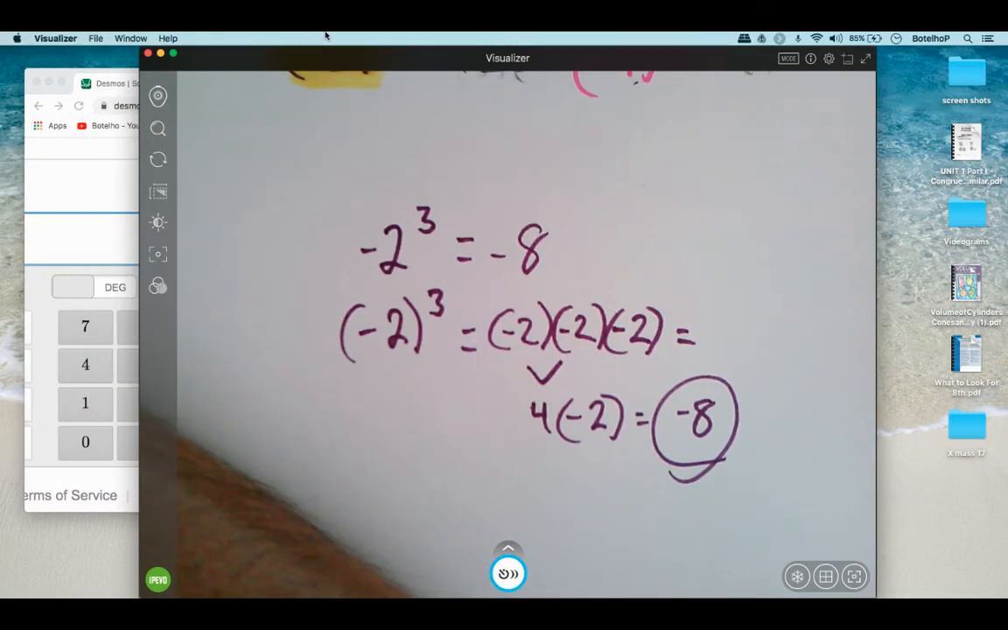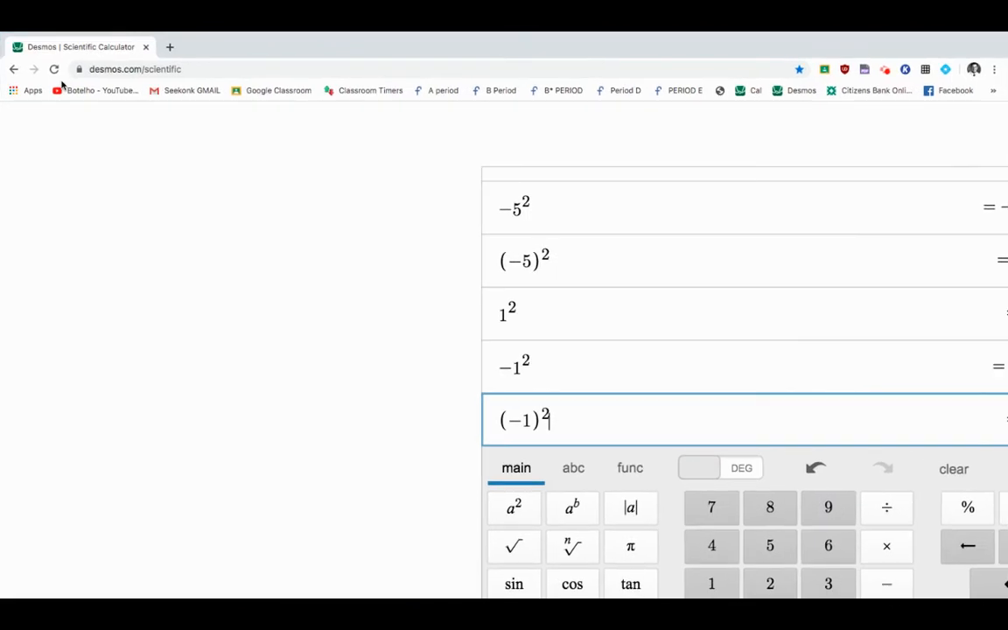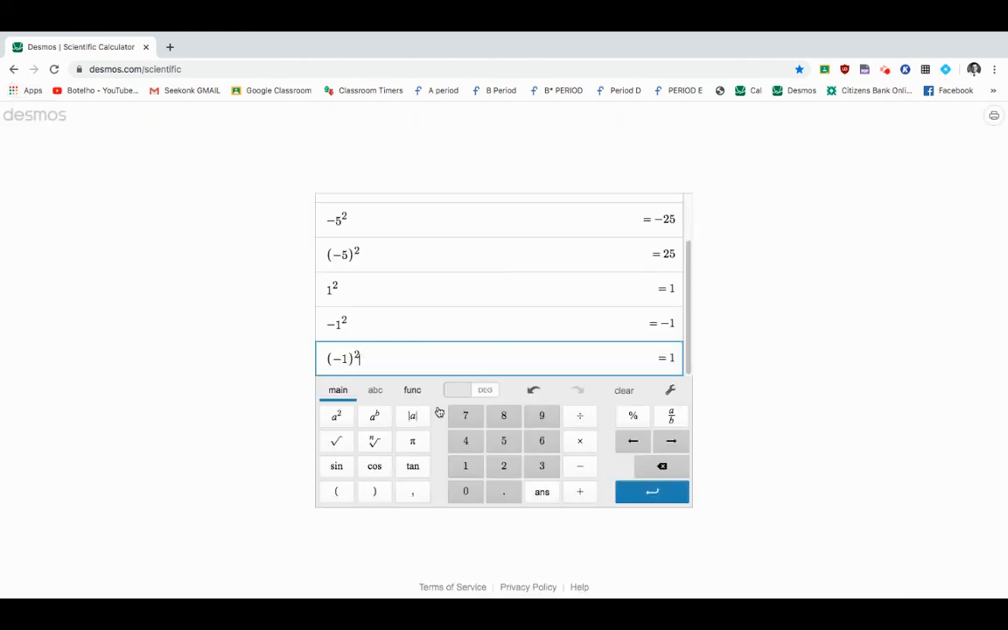So it's kind of weird when you have a negative number to an odd power. It doesn't matter whether you put parentheses or not, it's still going to be negative.